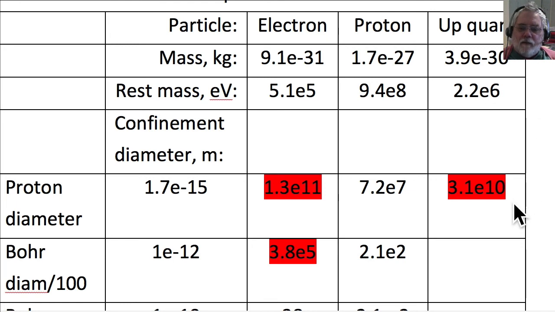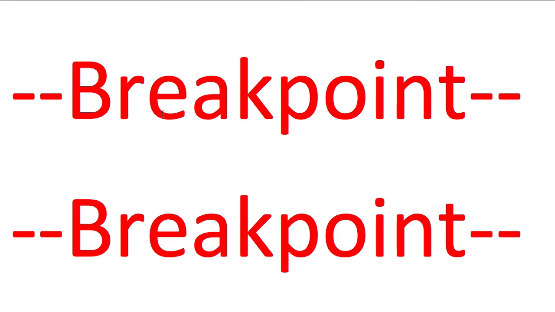So, particle in the box says that an electron confined to a proton diameter would be relativistic, and an up quark confined to a proton diameter would be relativistic, but the proton confined to the proton diameter, that's normal business as usual for the proton. This is a possible time to take a break.